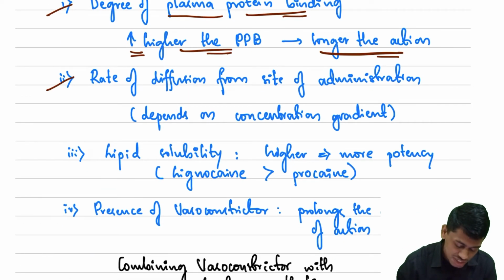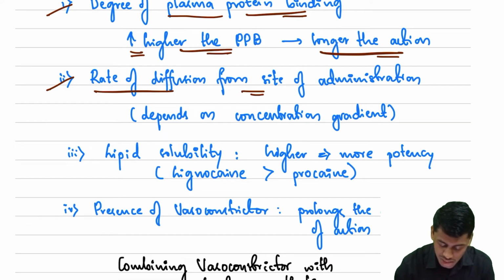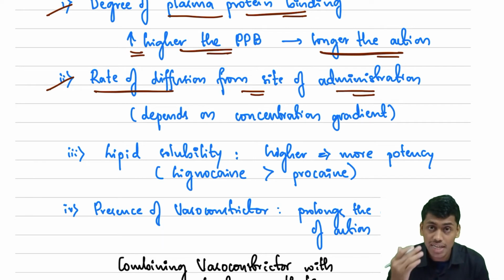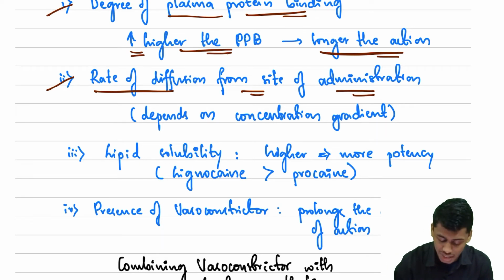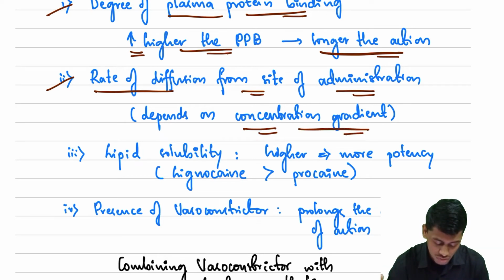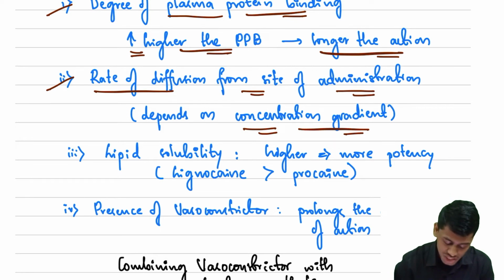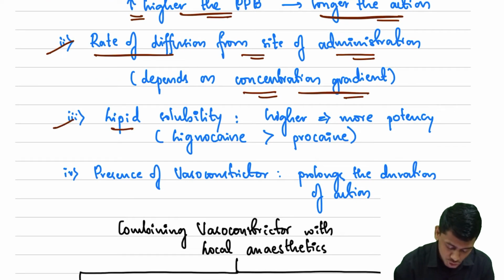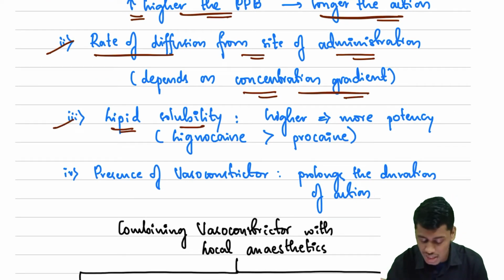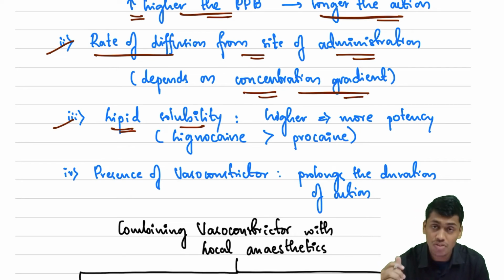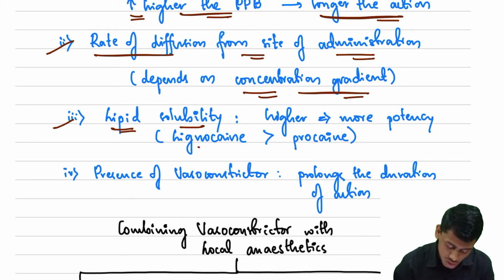Then the next factor is the rate of diffusion from the site of administration. The rate of diffusion from the site of administration depends mainly on the concentration gradient. So again, the higher the concentration gradient, the greater the chances of diffusion from the site of administration. And the third thing is lipid solubility. As you know, the higher the lipid solubility, the more the potency of the local anesthetic. So lignocaine has more lipid solubility compared to procaine.